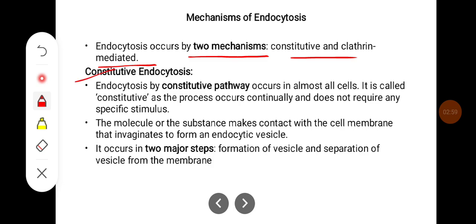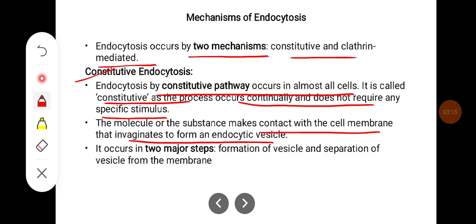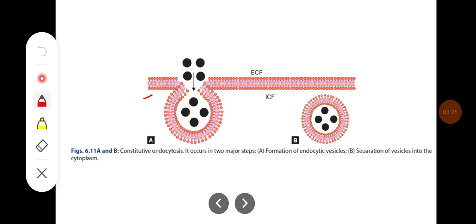Constitutive endocytosis. Endocytosis by constitutive pathway occurs in almost all cells. It is called constitutive as the process occurs continually and does not require any specific stimulus. The substance makes contact with the cell membrane that invaginates to form an endocytic vesicle. It occurs in two major steps: formation of the vesicle and separation of the vesicle from the membrane. So the endocytosed substance forms a vesicle, and then the vesicle gets separated from the membrane.